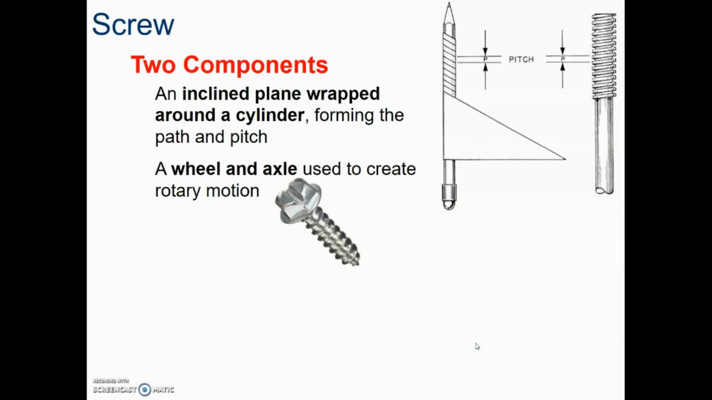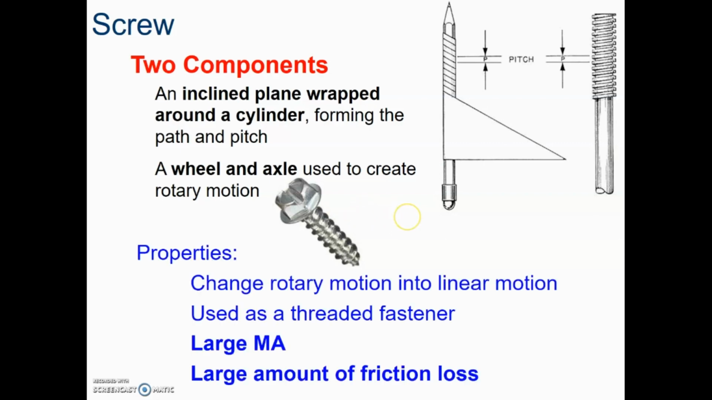Let's talk about the last of our simple machines, which is the screw. In reality, it's kind of two simple machines put together. We've got the wheel and axle part, where you are turning a wheel that turns an axle, so we're creating that rotary motion. But at the same time, we have an inclined plane that's wrapped around essentially the axle within our wheel and axle, forming that path and pitch.